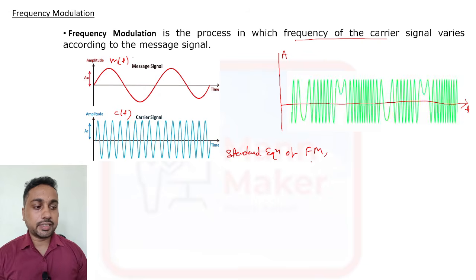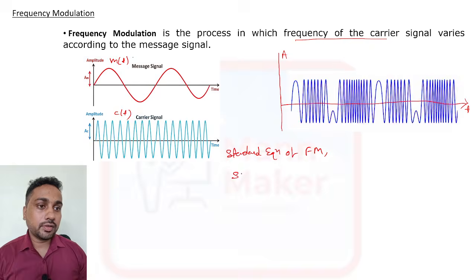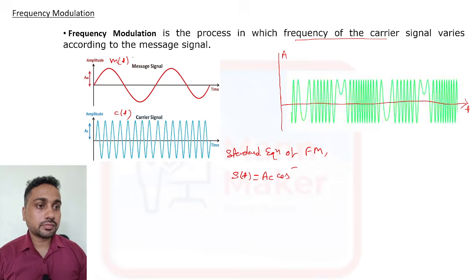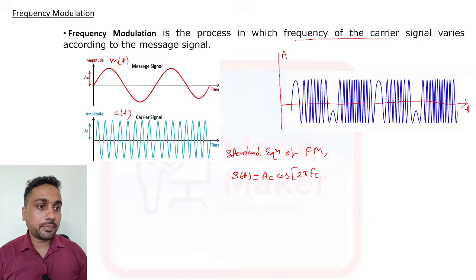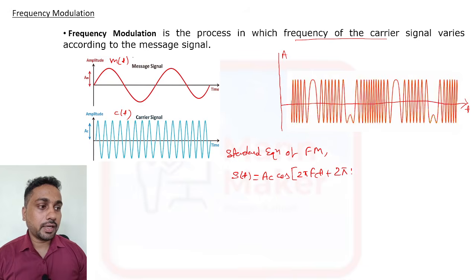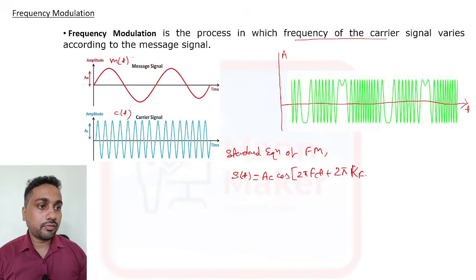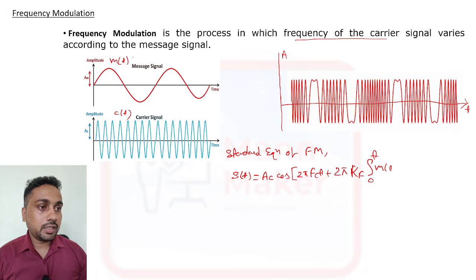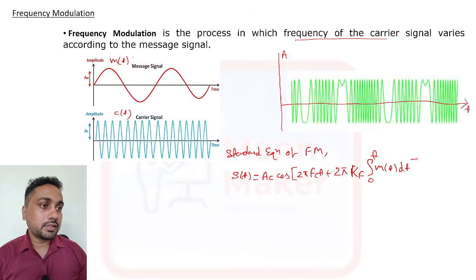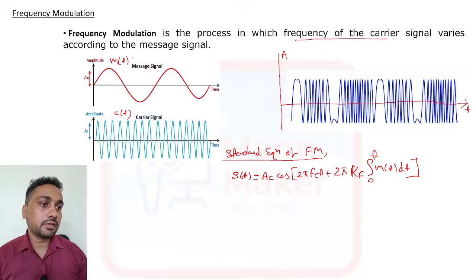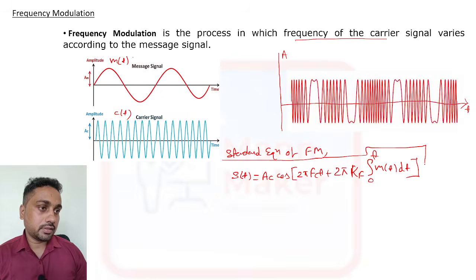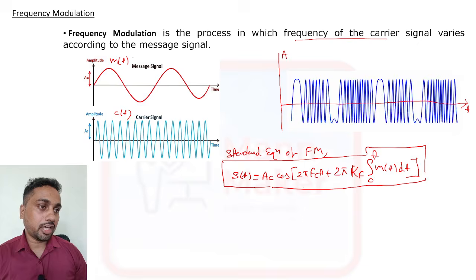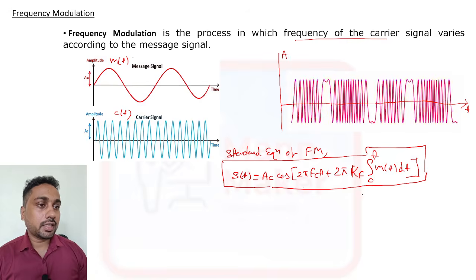So if we talk about the standard equation of FM, that is S of t is equal to Ac cos(2 pi fc t plus 2 pi kf integral of m of t dt). This is the standard equation for frequency modulation, or FM. Here, what is this kf?